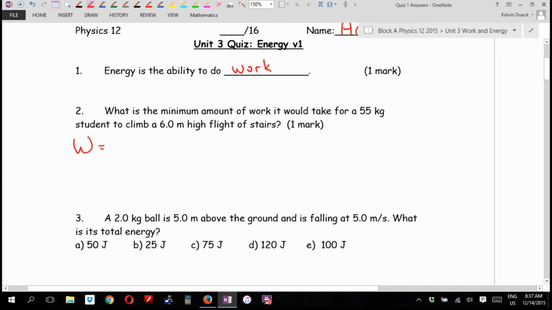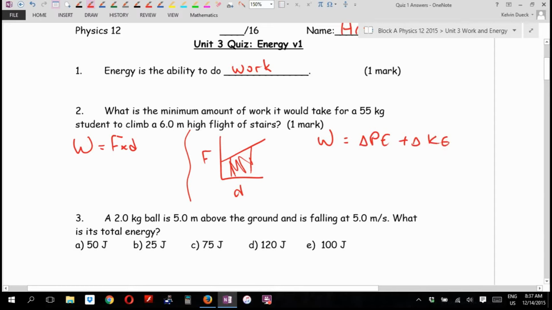There's force times distance. There's also the area under a force versus distance graph. And there's also change in potential plus change in kinetic. Which one am I going to use here? To be honest, either of these two.